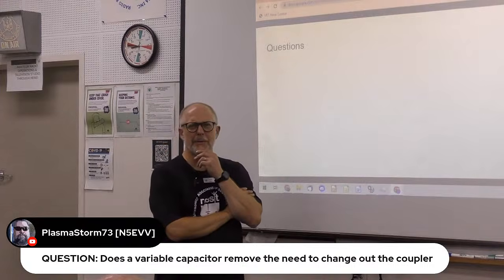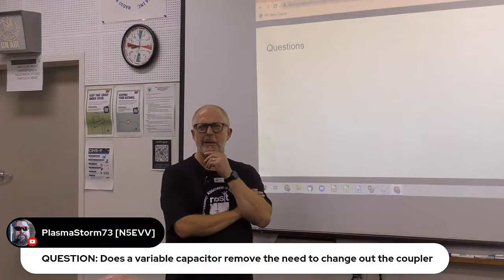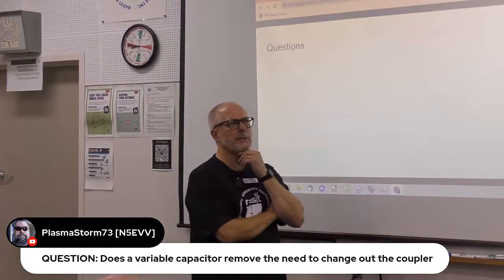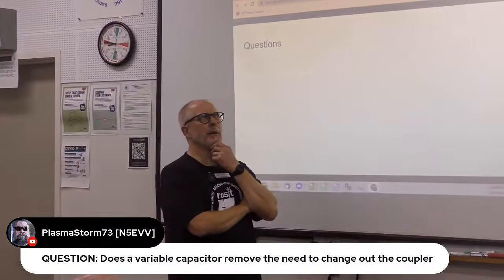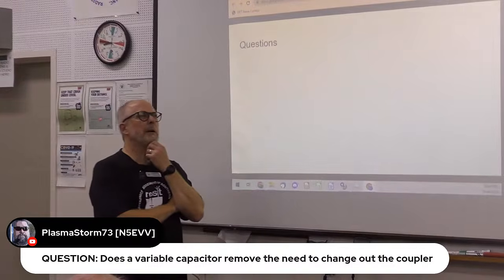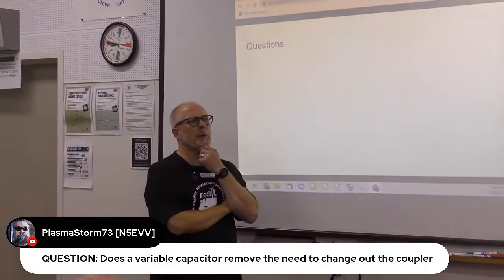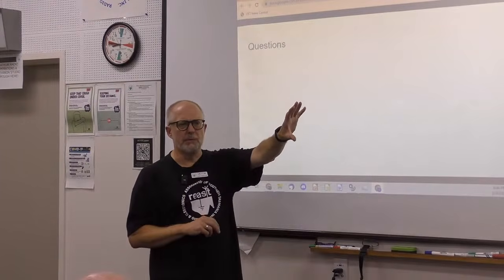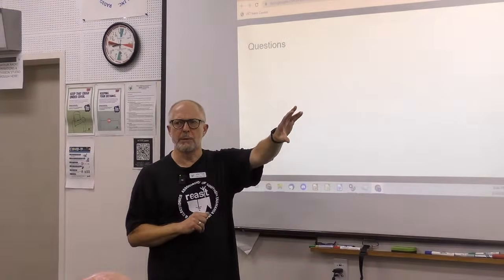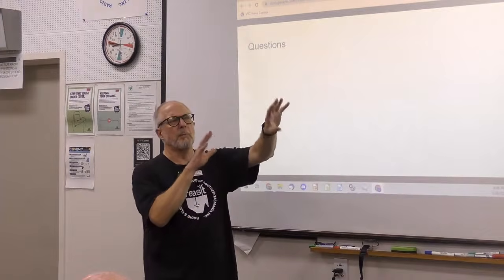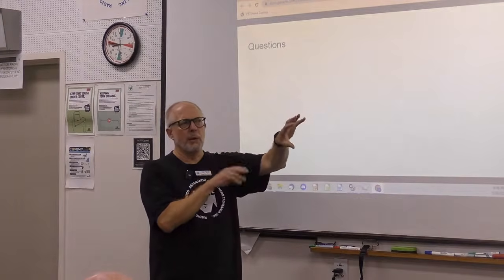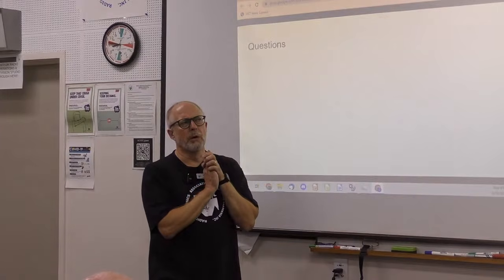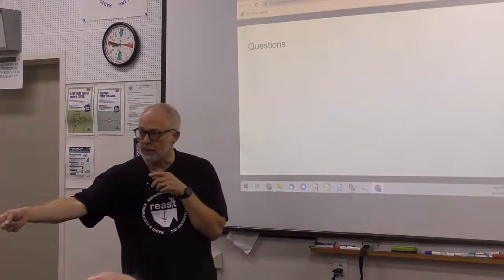I'm not sure of the question. No, I'm not either. The variable capacitor is the frequency determining element. The coupler, in its current form, I'm getting pretty reasonable SWR across each of the bands that I want to use it on. So I'm happy with it, but I'm also aware that it could probably be even better with either a gamma match or a shielded Faraday loop.